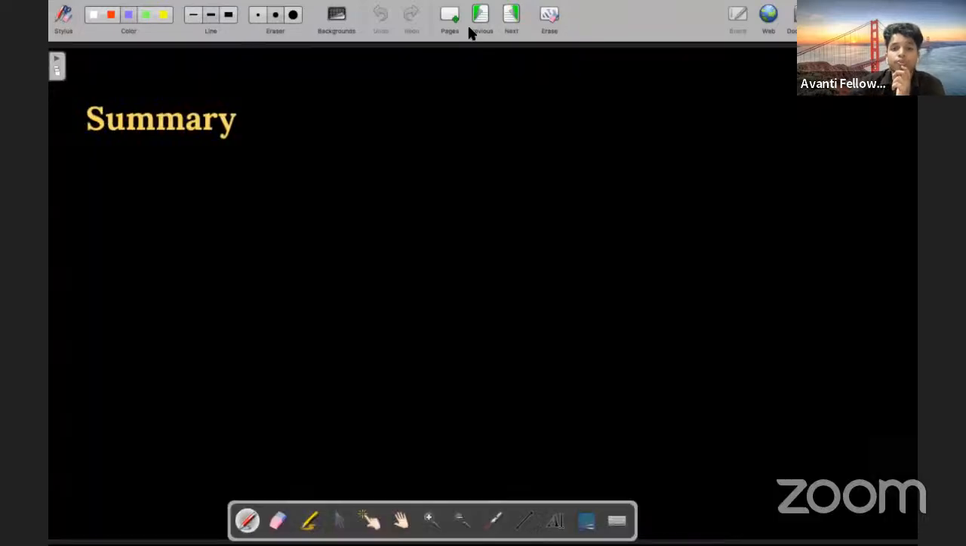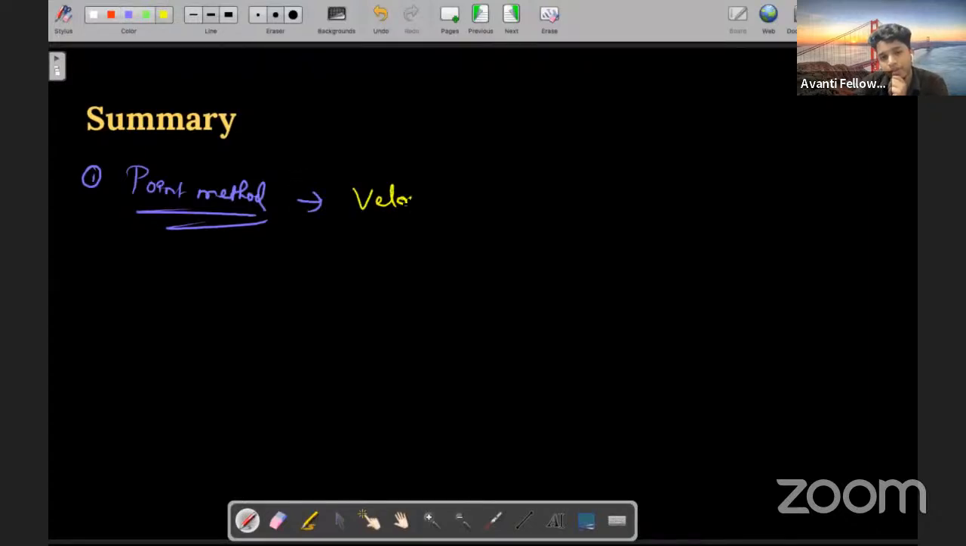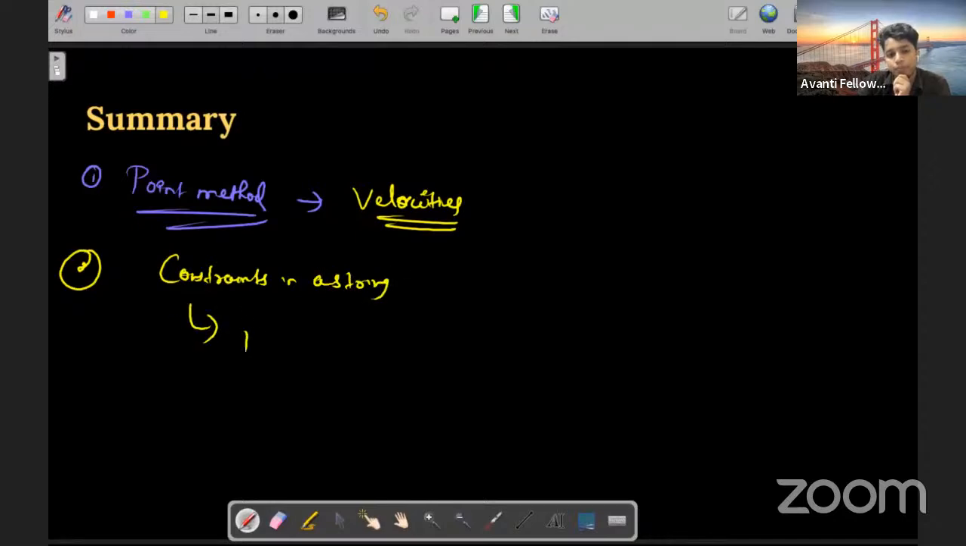Okay. So before ending, what all did we study today? First thing we studied was the point method. Do you remember the point method? We saw that in order to find the velocities, it will be very helpful. Next we saw constraints in a string, and we saw numericals based on it. And also students, I gave a homework question for you, so you need to solve it in the coming class.